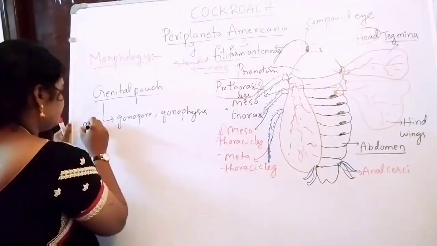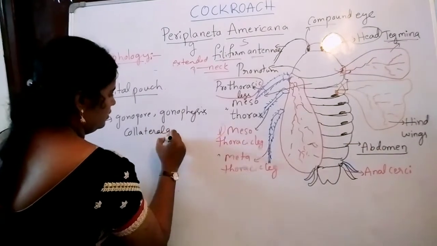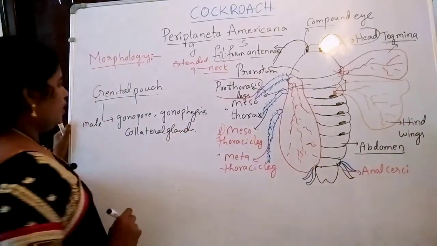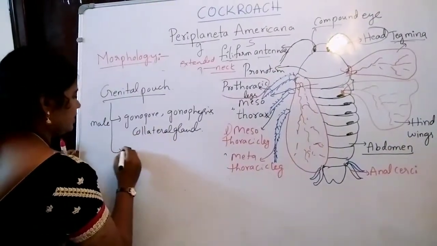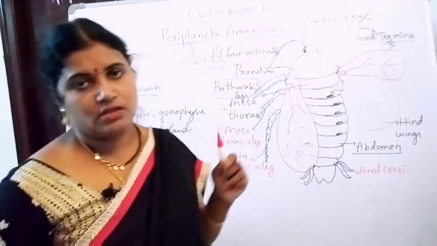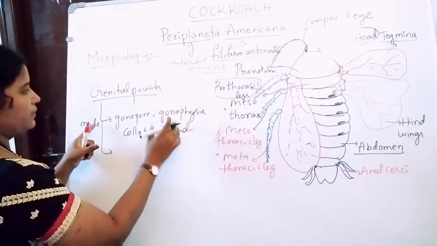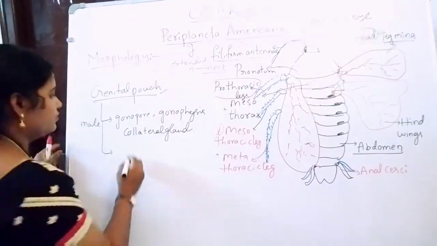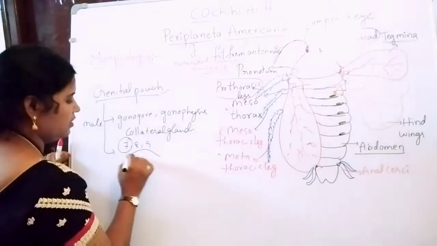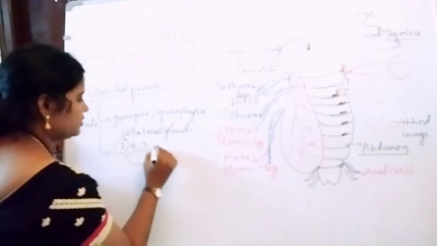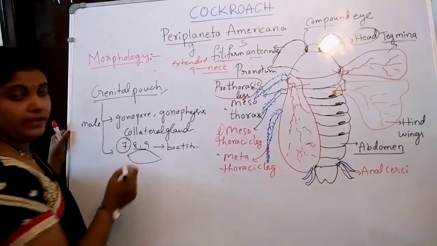Gonapophysis in males, collateral glands are also present. After that, the same parts are present in the female also. The male portion contains the testis, and together they are present in the genital portion. In which segments? The 7th, 8th and 9th segments. See, from the 7th segment it forms a boat-like structure along with the 8th and 9th segments.